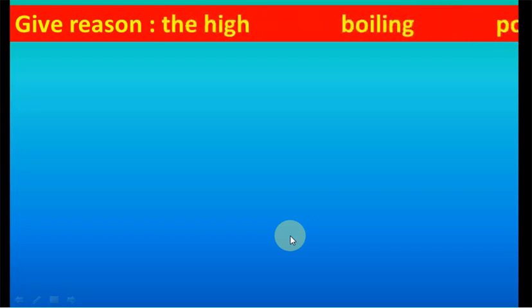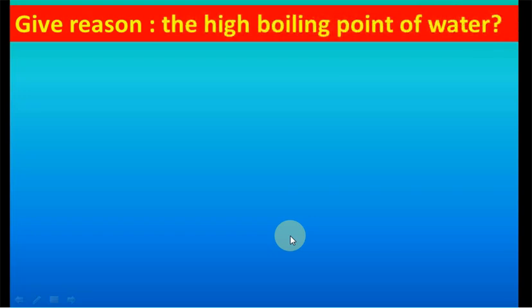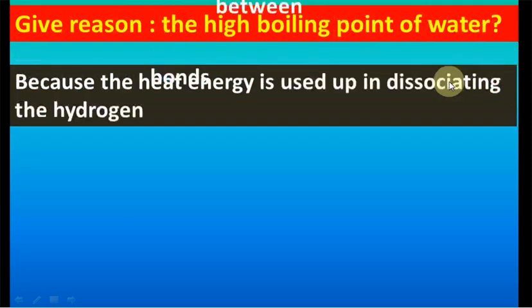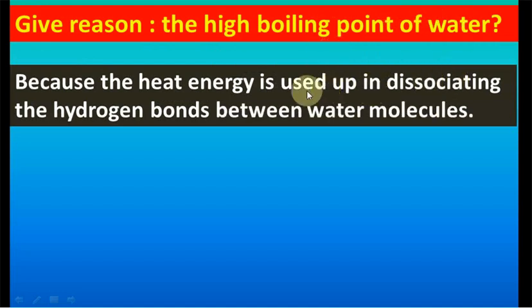Give a reason for the high boiling point of water. I will show you that the high boiling point of water is because the heat energy is used up in dissociating the hydrogen bonds between water molecules. Between water molecules are hydrogen bonds, and I need energy to break or dissociate these hydrogen bonds, and this energy is called heat. So the boiling point will be higher.